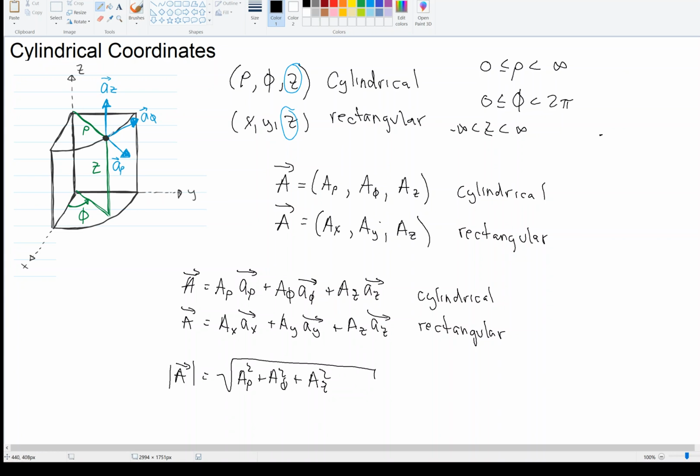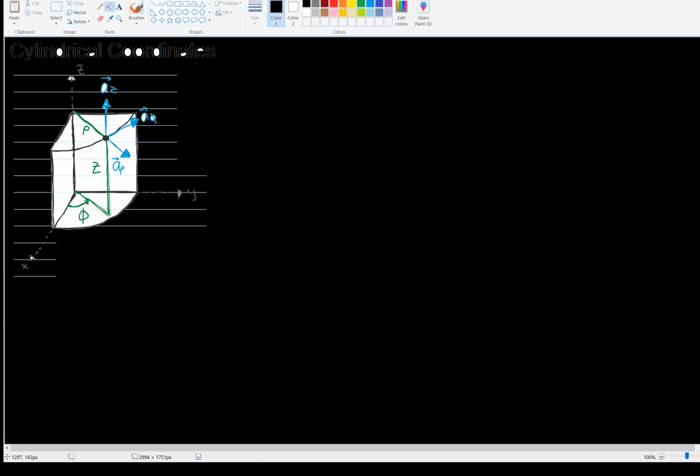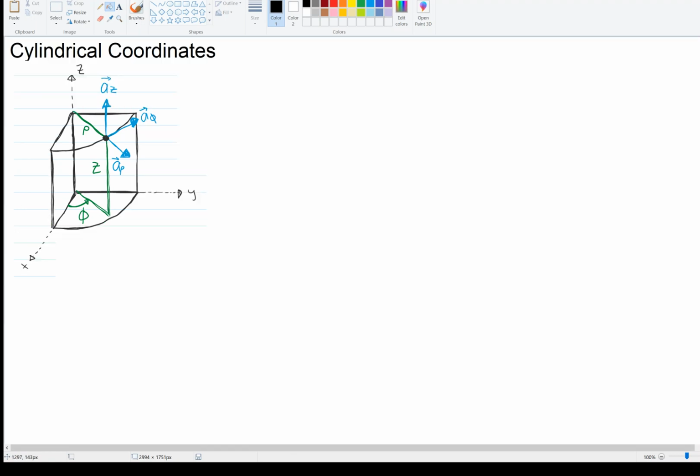Okay, now let's look at this figure a little bit more carefully. We're not going to change the location of this point, but we're going to look at it from different viewpoints. The first viewpoint is as if we were standing on the z-axis looking down. So we might have the y-axis there and the x-axis there. You can imagine we're looking down now.